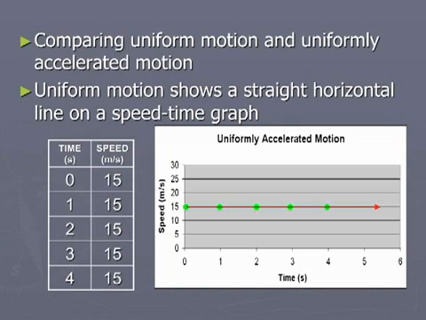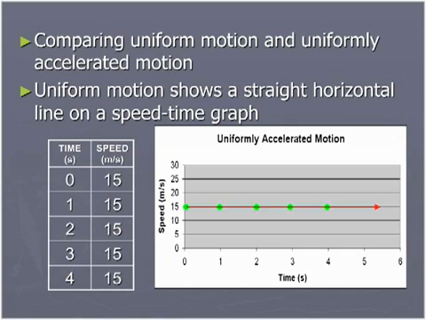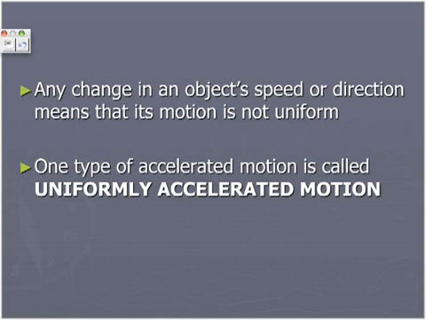Pretty much the speed at every single second of time is exactly the same. So we are not really increasing our speed. So this is what we call uniform motion, not uniformly accelerated motion, because we're not accelerating, we're not speeding up. The speed that we are going at every single second is exactly the same. Now, any change in an object's speed or direction means that its motion is not uniform.